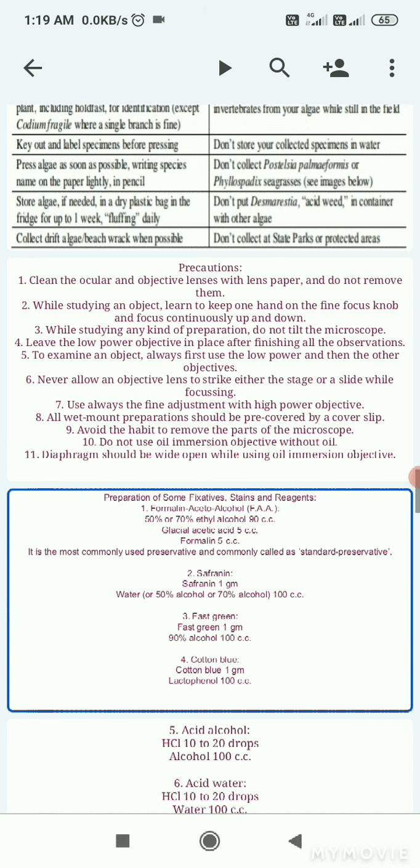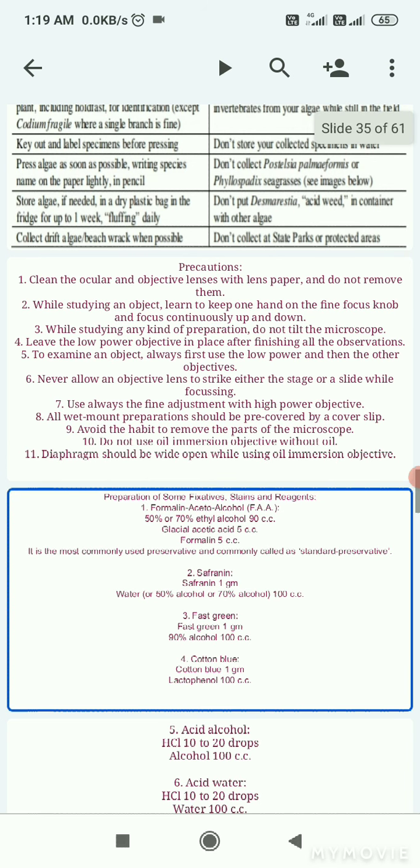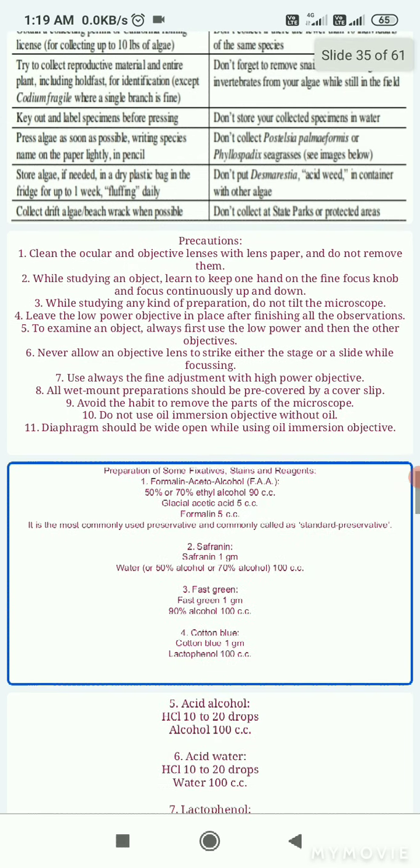That's why we have to avoid the habit of removing the parts of the microscope and do not use the oil immersion objective without oil. Sometimes the diaphragm should be wide open while using the oil immersion objective. So these are the most important precautions which we have to know before observing a permanent slide under the microscope.